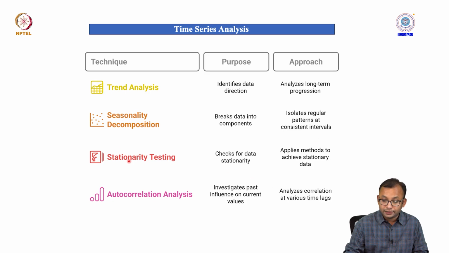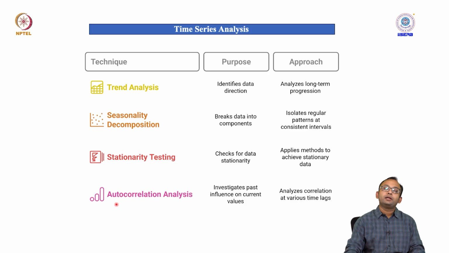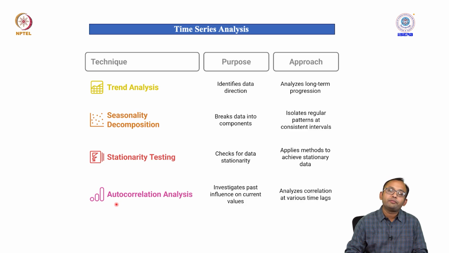Then stationarity testing, to see whether your data set has changed through time or not. Is it stationary or non-stationary behavior? You can check the data set using stationarity testing. Then you can also talk about autocorrelation analysis. Autocorrelation is very simple. If you recall, we talked about the ARIMA model, auto-regressive moving average models, which are based on forecasting of the time series.